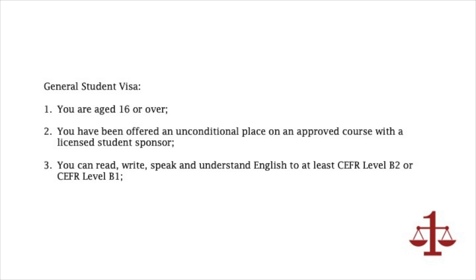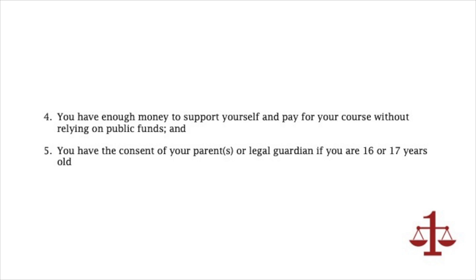In order to qualify for a general student visa, you need to satisfy UK Visas and Immigration that you are aged 16 or over, you've been offered an unconditional place on an approved course with a licensed student sponsor, you can read, write, speak and understand English to at least CEFR Level B2 if studying at degree level or above, or CEFR Level B1 if studying at below degree level, you have enough money to support yourself and pay for your course without relying on public funds, and you have the consent of your parents or legal guardian if you are 16 or 17 years old.